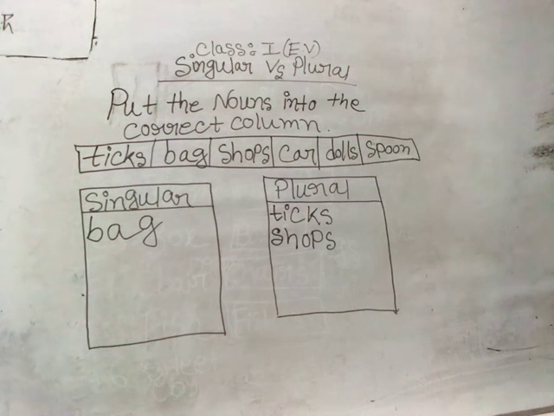So after shops, it's now car. C-A-R, car. Can you see any S? No, it's not cars. It is car. So car means only one car. Can we place it in the column plural? No, we can never do such. So what should we do now? We should place the car into the column singular. That means we should place the word into the singular column.